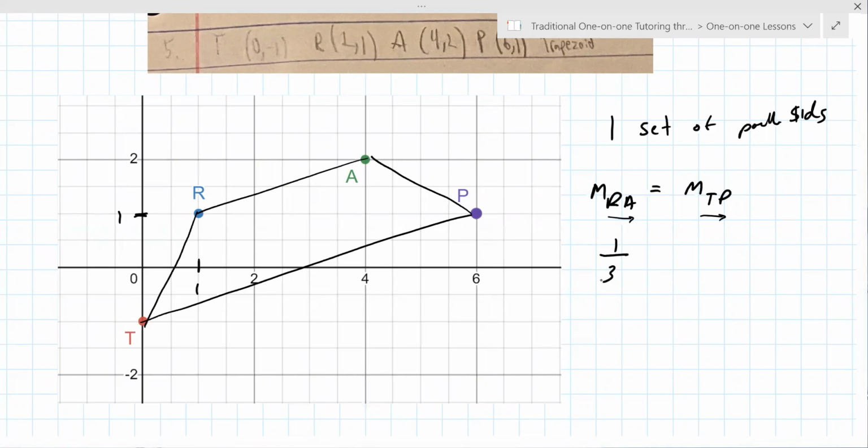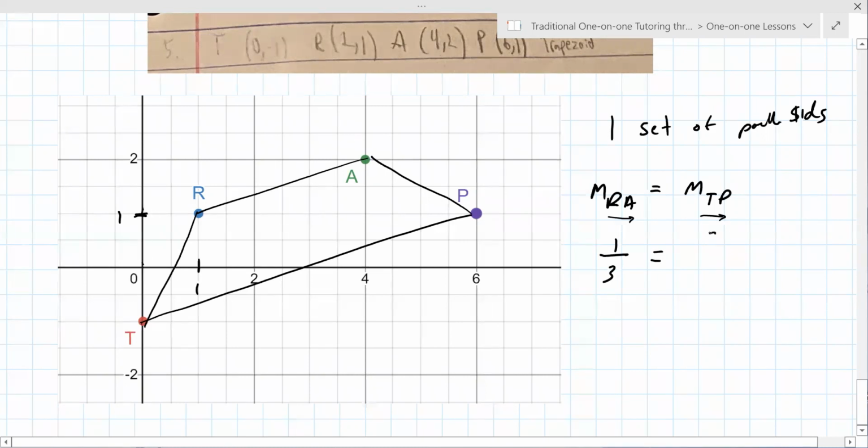How about from T to P? T is -1, and you're gonna move up two, so a rise of two, run of 6. Okay, so are those the same? Yes. Okay, so this is enough, but this just says that there's one set of parallel sides.